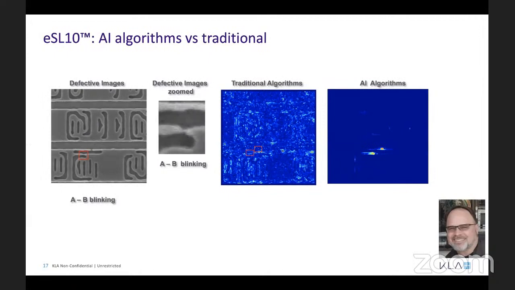And so as you can see in the middle under traditional, this is how a traditional algorithm would look at these two images and identify the difference between a good and a bad one. It's having a really challenging problem identifying where the defects are relative to this noise because of the differences that are not defective. On the far right side, you can see how well the AI algorithms are able to differentiate between things that are not a problem and things that are a problem. And so this is where the AI solution gives us a great advantage in being able to identify the correct things that the customer wants to see.